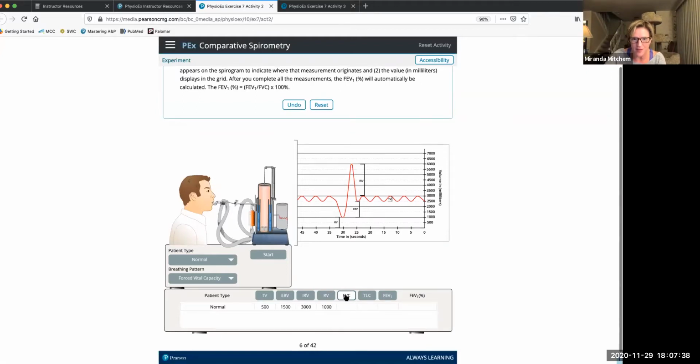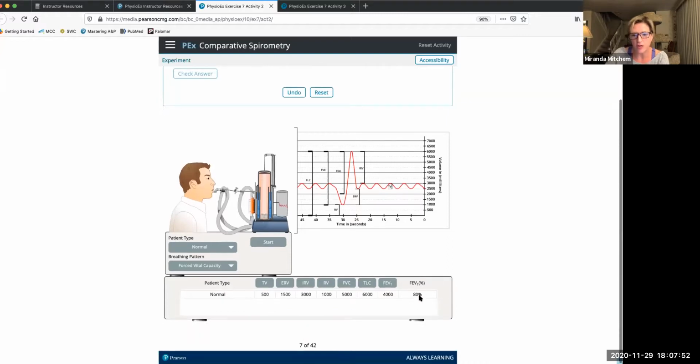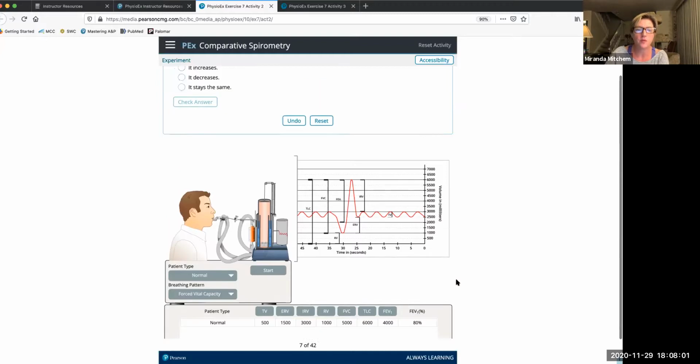Let's go ahead and fill in the rest. So we've got our residual volume, which is the unused space, forced vital capacity, total lung capacity, and then the FEV1. And it calculates the ratio for us or the percentage. And this is at 80%. We're just looking at FEV1 here.